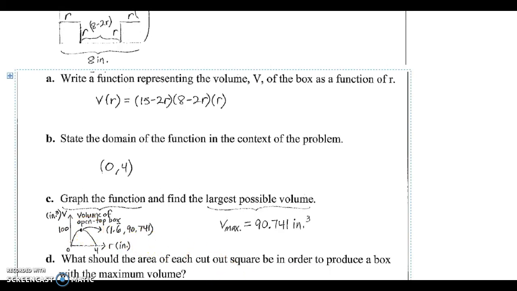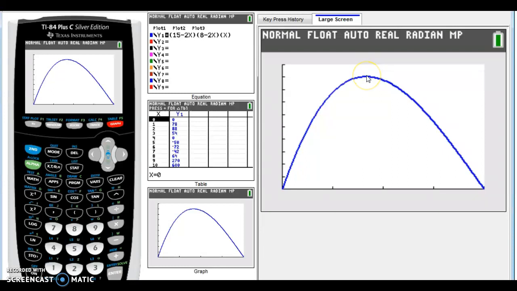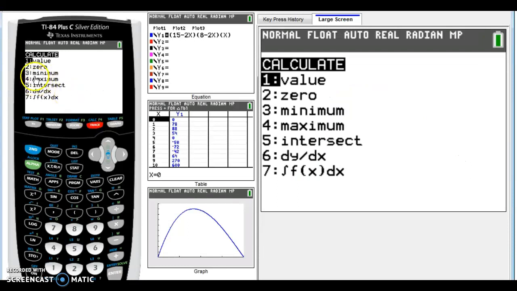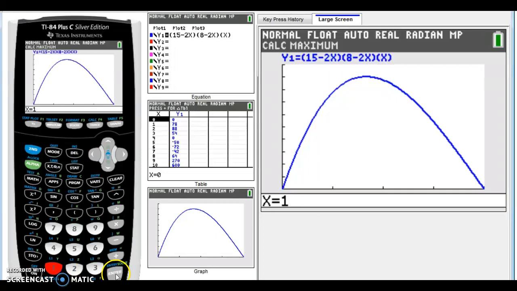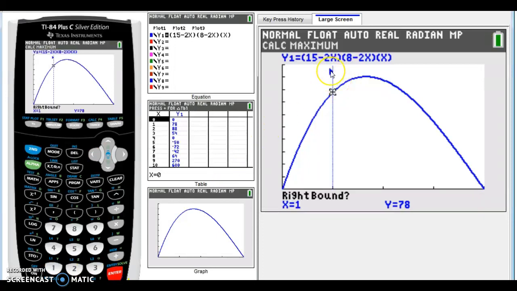So luckily for us, on our calculator we can find the exact highest point by hitting second, trace, and one of our calculate options is maximum. So we can choose option 4, and it's asking us for a left bound. You can either scroll over to the left of your maximum point, or even better, just pick a value that you know is over there. So if I pick R equals 1, or really X on the calculator, and hit enter, you'll see this little arrow here, which is going to be the left bound for where the highest point is. I need to choose something to the right of that. So it looks like I can choose 2 and I'm going to be okay.